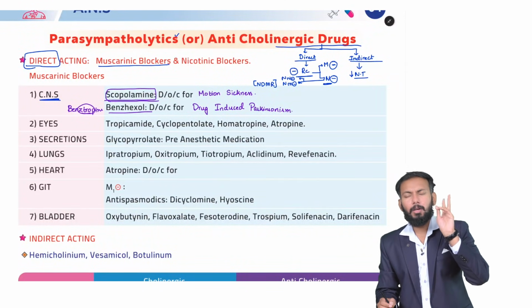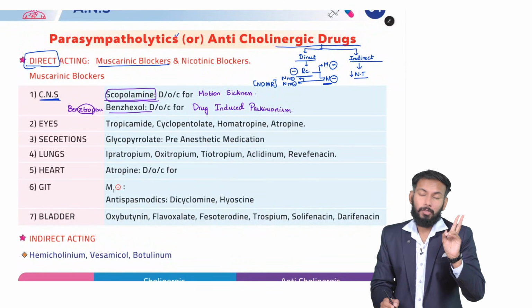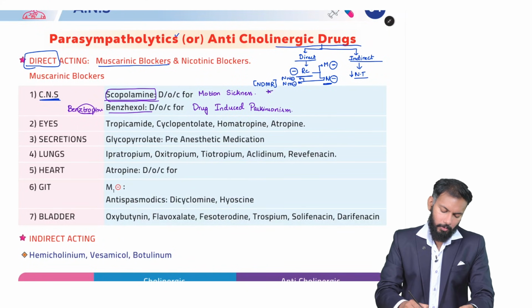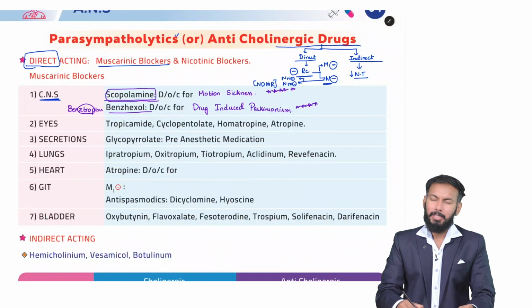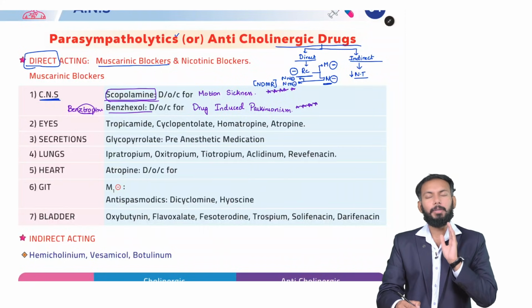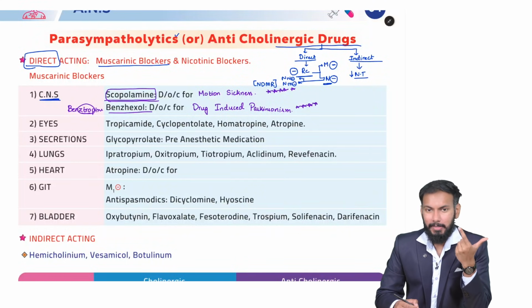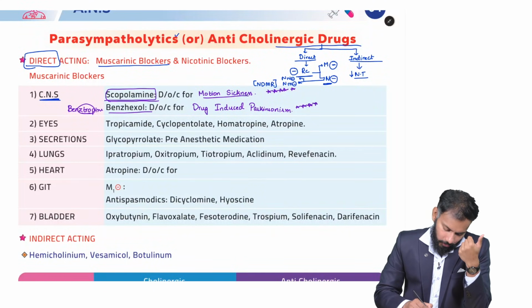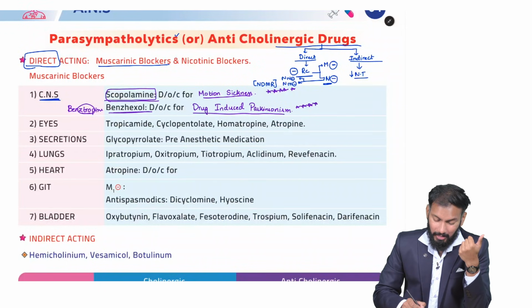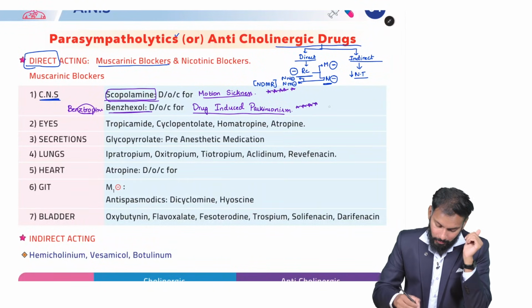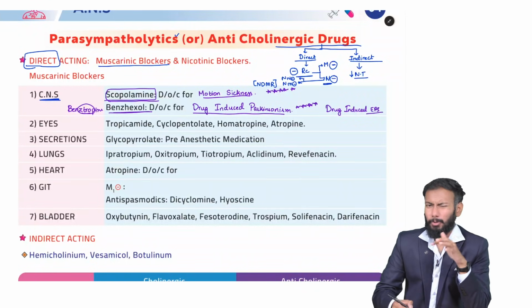That's all. In the brain there are two drugs, scopolamine and benzhexol. These questions have been asked so many times in the exam, I cannot even count it. Be it NEET-PG, INI-CET, FMGE, doesn't matter. Scopolamine, benztropine will be asked, has been asked. Most important, yes, scopolamine, benzhexol. Scopolamine is used in motion sickness. Benzhexol is for drug-induced Parkinsonism and drug-induced EPS, extrapyramidal symptoms. You use benztropine.